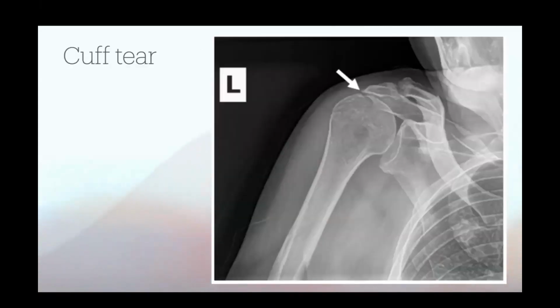This is how a cuff tear would look. There'll be a superior migration of the humeral head, the loss of Gothic arch, and there'll be subacromial sclerosis that might be noted, depending on severity and the chronicity of the cuff tear.